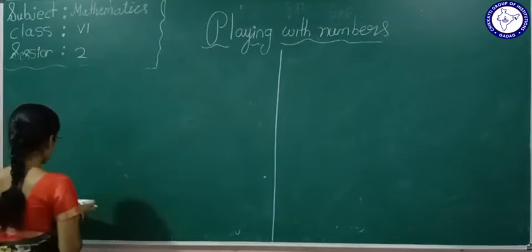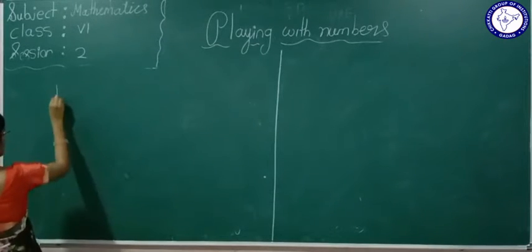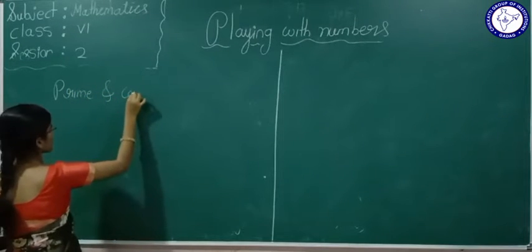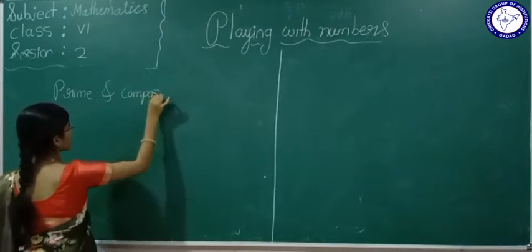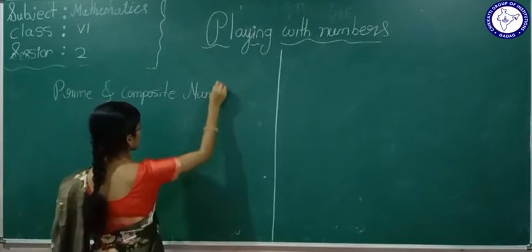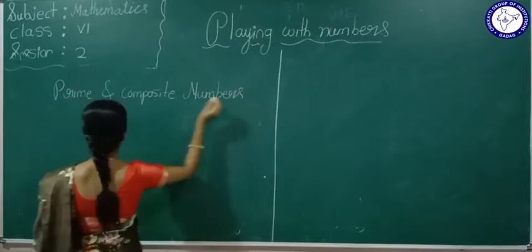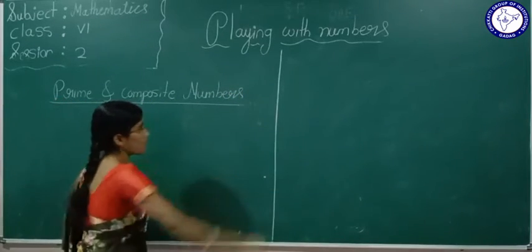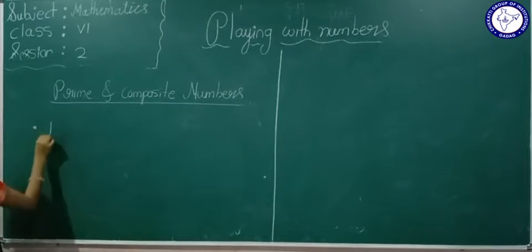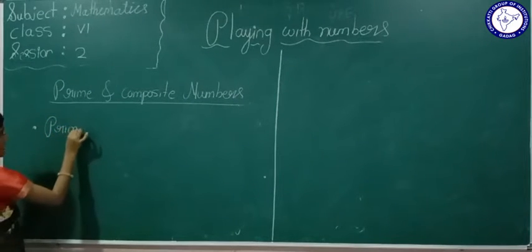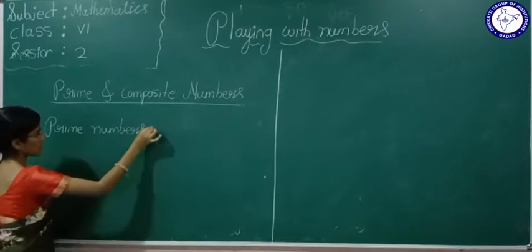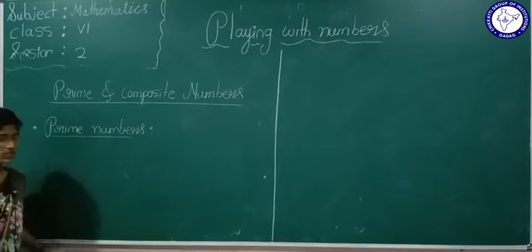So now the next concept we are studying is prime and composite numbers. Prime and composite numbers. So first we will see what these prime numbers are. Okay. So I will write the definition here.